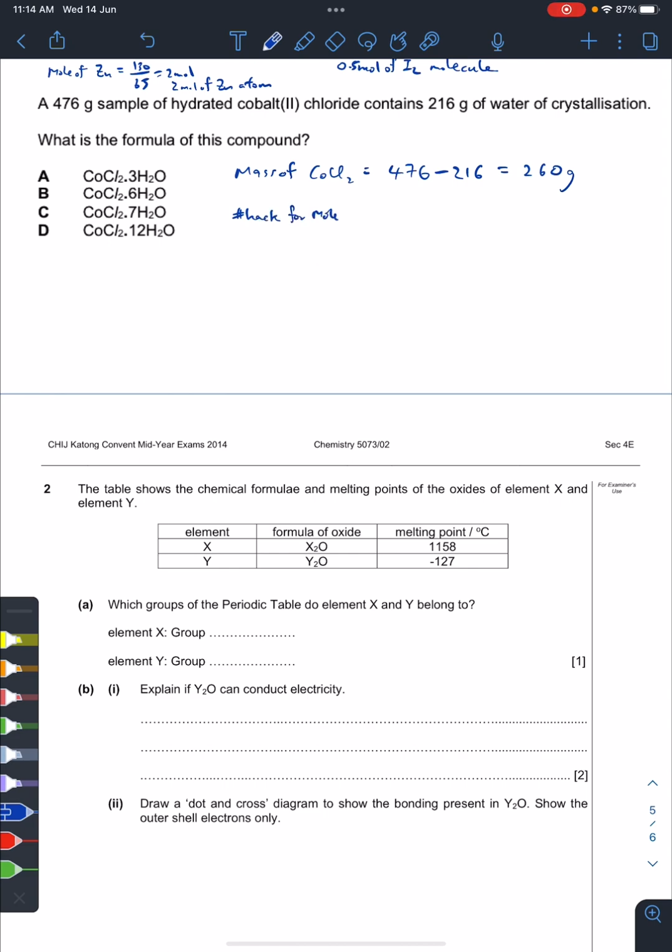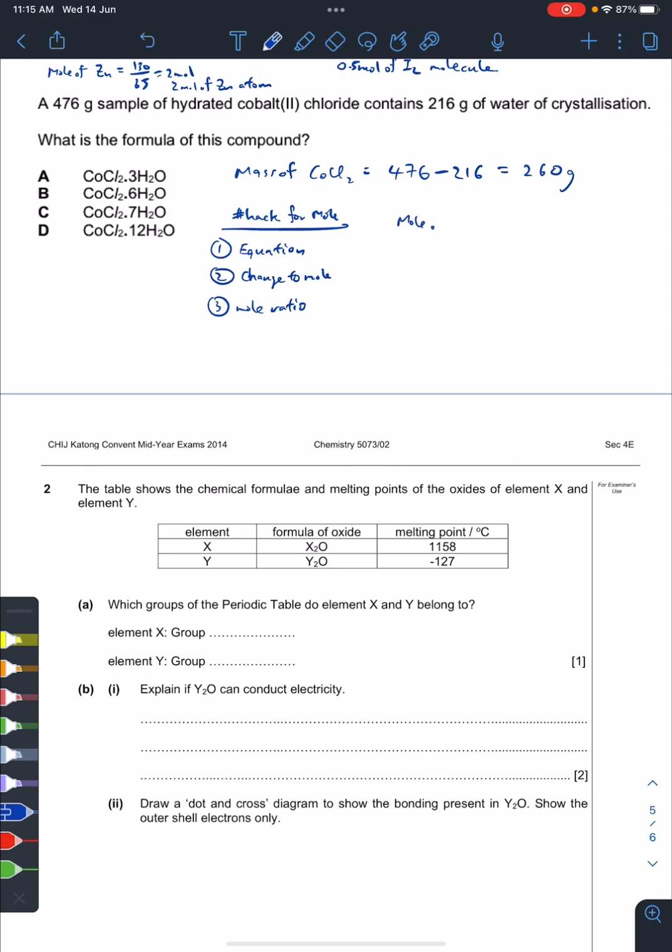So remember your hashtag hack for mole. First step, equation. I don't need an equation here, it's not a reaction. So skip. Second step, change to mole. And third step, mole ratio. You realize that this will work even until your JC. Okay, let's change to mole.